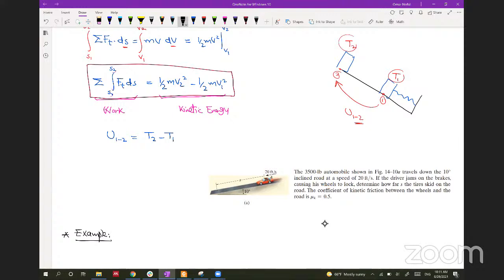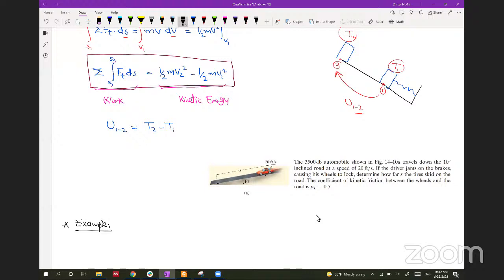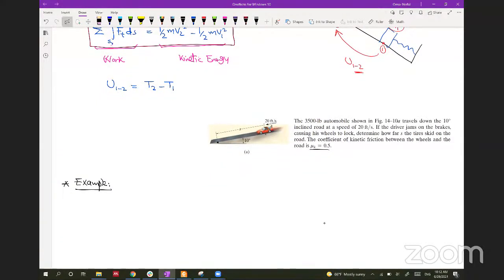Okay. So for this example, it says that we have a 3,500-pound automobile that travels down a 10-degree slope and applies the brakes until it makes a full stop, knowing that the coefficient of kinetic friction between the wheels and the road, mu k, is 0.5. So right now we have friction, so we will have to consider this. Let's draw a free body diagram to understand what forces exert work and what forces don't exert work.